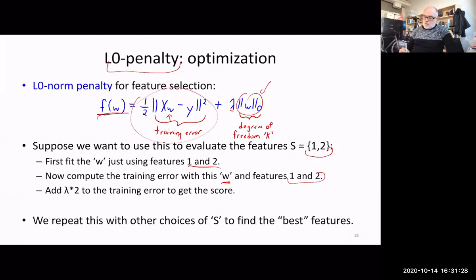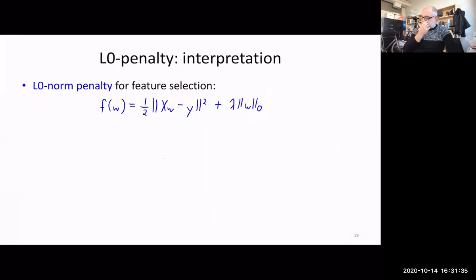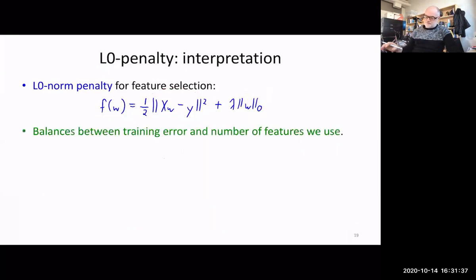Now the question is, which other choices of S? What is our search space? We're not going to try the exponentially large number of models. That's not possible, right?